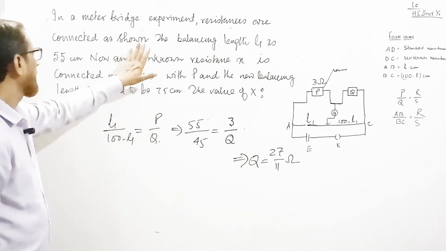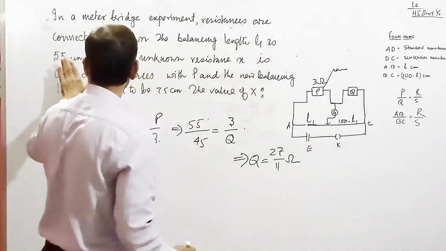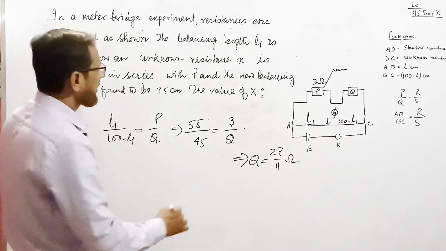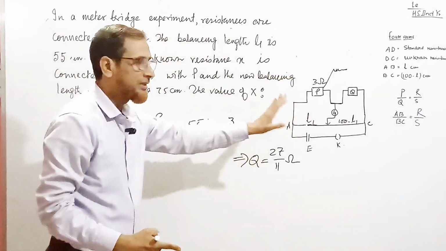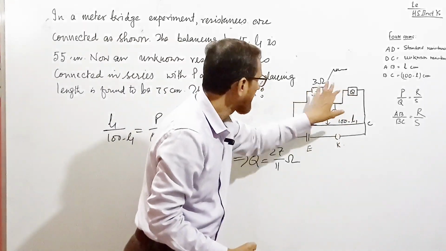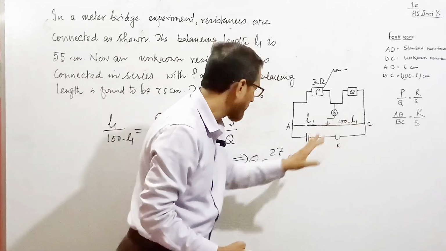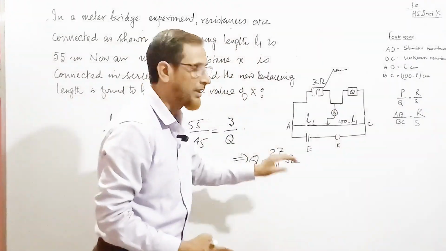So the first part of the question is over: the balancing length L1 is 55. At that point, P is known and Q is unknown. So applying the principle, P divided by Q is equal to this divided by this, we have calculated the unknown resistance Q is equal to 27 by 11.